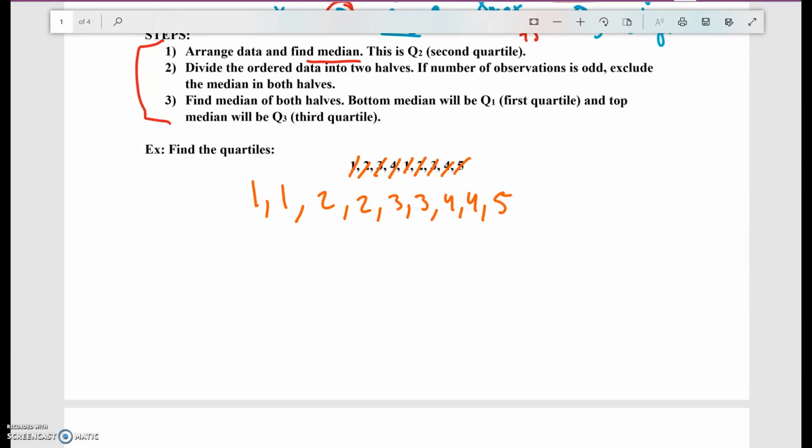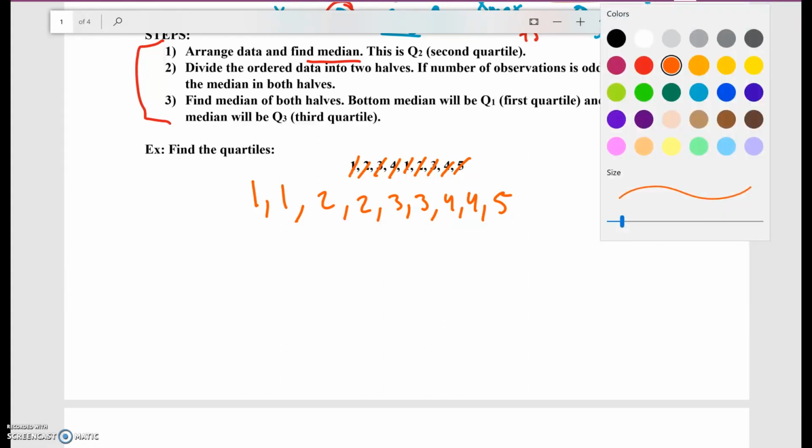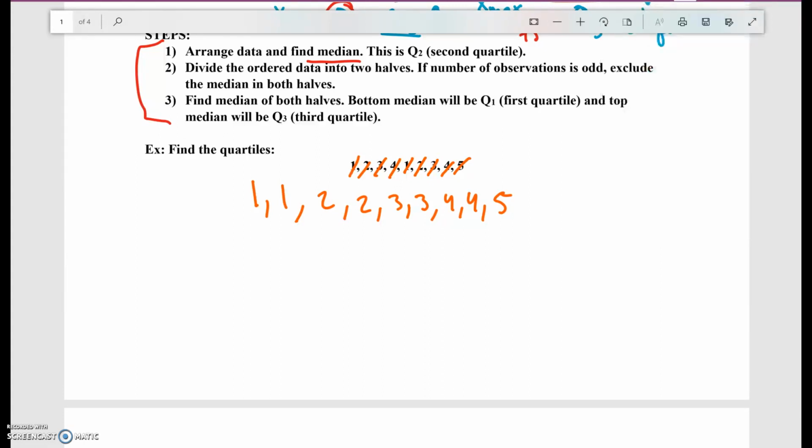The first thing we want to do is find the median, and this is going to be Q2. The median is just the number in the middle. So which one is it? Let me see. The median will be this one. So Q2 is the median, and this gives me 3. So that's the answer.